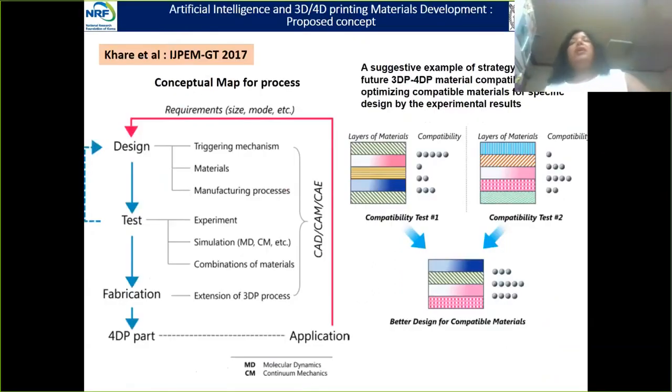What we have suggested, again in that paper, is the conceptual map for the process of 4D printing from design to test to fabrication of the 4D printing part. But again, this is the conceptual design. The right-hand side is a multi-material system optimized for a particular requirement. But these are conceptual designs, and now I think it would be good if we can integrate it with the AI. Give this information and develop it through the AI.